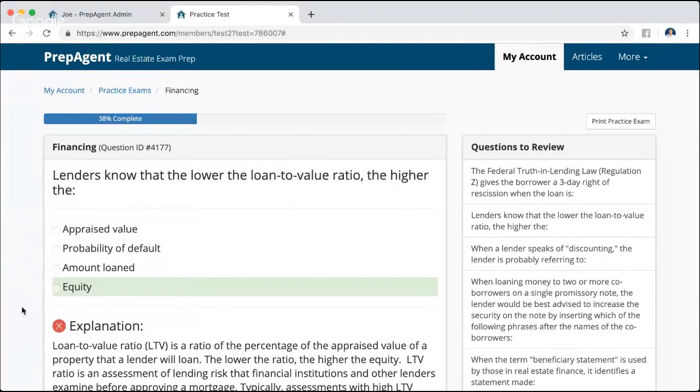What is a lien? Anybody? A lien is money owed. What is the difference between a general lien and a specific lien? What do you guys think?